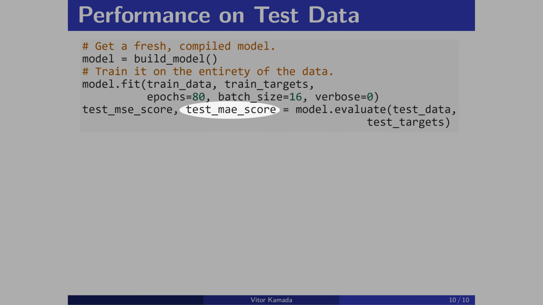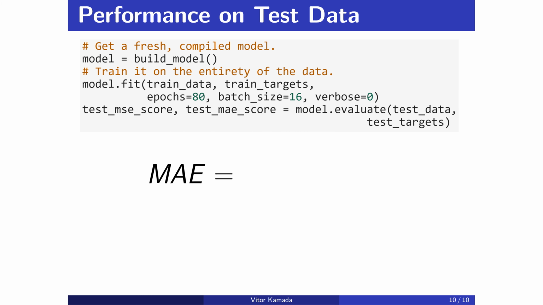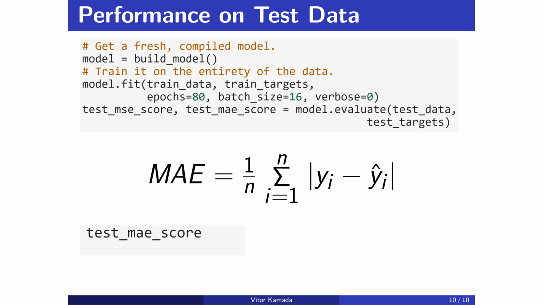Let's remember the formula of mean absolute error. y is the data, the price of the house. y hat is the predicted value generated by the neural network. Then we average over all observations. Let's get the test mean absolute error score. It is 2.5. That means that the prediction is off by on average $2,500. It's not bad considering the small sample size and the fact that the price of the house varies from 10K to 50K.